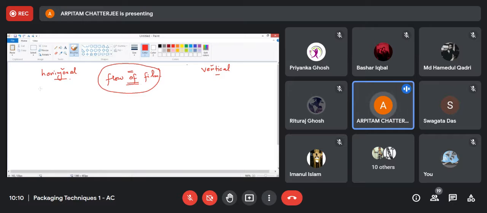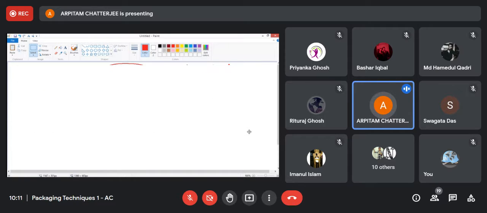In the case of horizontal, as you can understand, the flow of the reel will be something like this, and in the case of vertical, the flow of the reel will be something like this. Let us quickly see their arrangements, and I would suggest that if you have a copy with you, draw these diagrams. It serves two purposes: first, you can understand it properly, and also you can have a record of what is being taught.